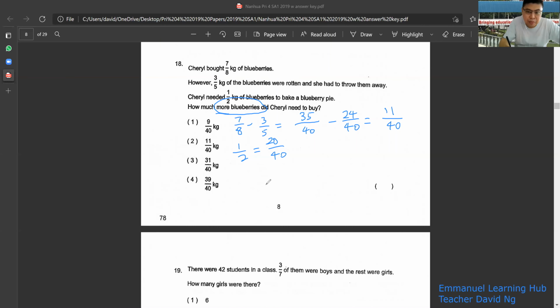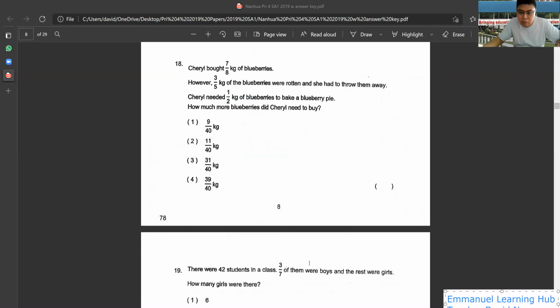What must you do? Minus. Which one minus which one? You tell me. 20 over 40 minus 11 over 40. What do you have here? 9 over 40. Yes, 9 over 40. That's why the answer is 1. You understand? Yes. Okay.